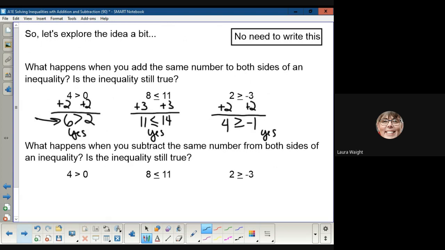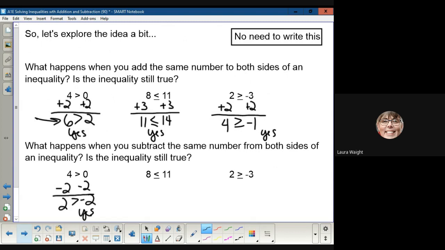So it turns out it doesn't change anything. Just like with equalities, if you add the same number to both sides of an inequality, it doesn't change anything. The inequalities hold in the same way. But maybe it's different when you subtract. So let's subtract the same number from both sides and see what happens. We've got 4 is greater than 0 again, and this time let's subtract 2 from both sides. 4 minus 2 is 2, is greater than 0 minus 2, which is negative 2. Is positive 2 bigger than negative 2? Yep. So far we're good.